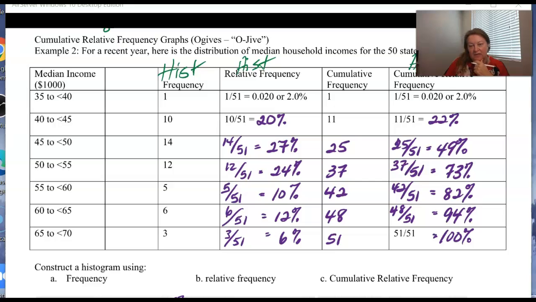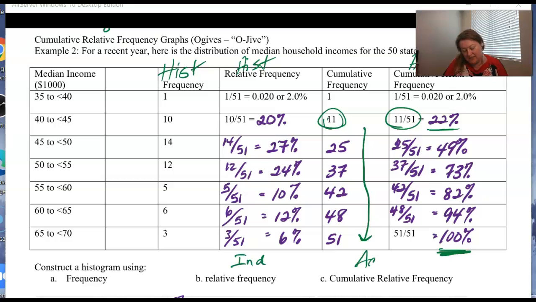Of median household incomes. In the first group, we only had one state whose median income was less than 35,000. We figure out what that percent is. The next group up, the second group, there's 10 of them, so they're 20%, but the cumulative frequency is 11 of them, and 11 out of 51 is 22%. So you can see that we're combining them until we get all the way down to all 51, and we end up with 100%. Over here, they're still individual. Over here, they have been accumulated.